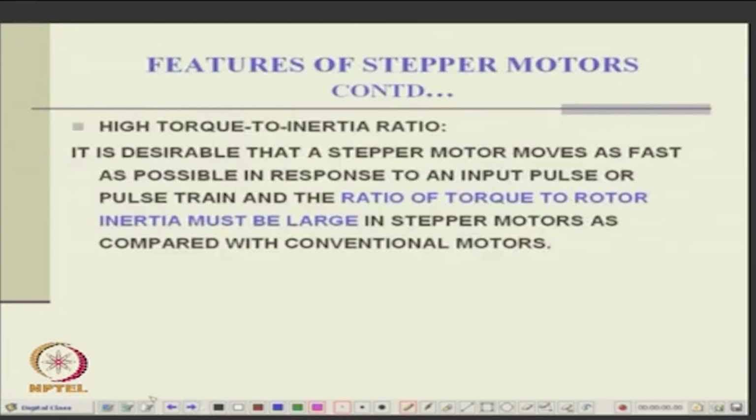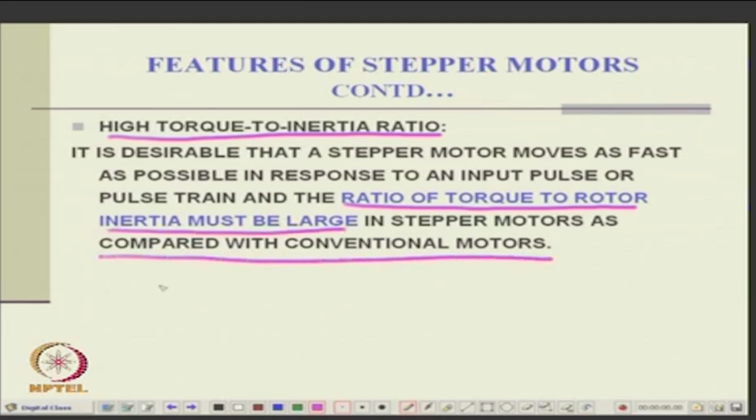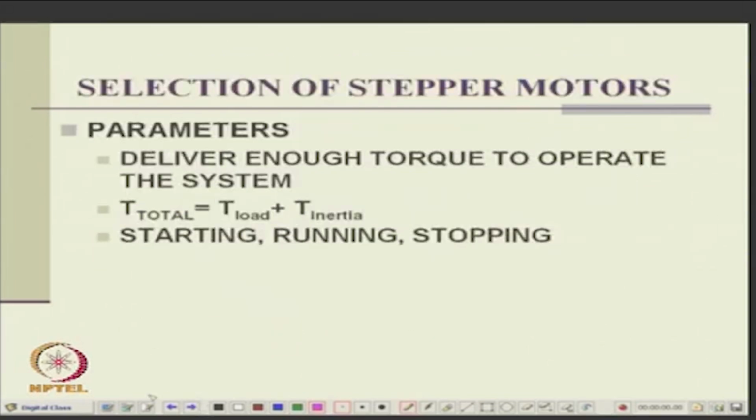Now, this is important. What is important is a high torque to inertia ratio, because this is all dynamically operating. The ratio of torque to inertia must be large in a stepper motor as compared with conventional motors, because they always work in dynamic situations. It must produce high torque and low inertia. That is one of the things that you need to have in stepper motors.